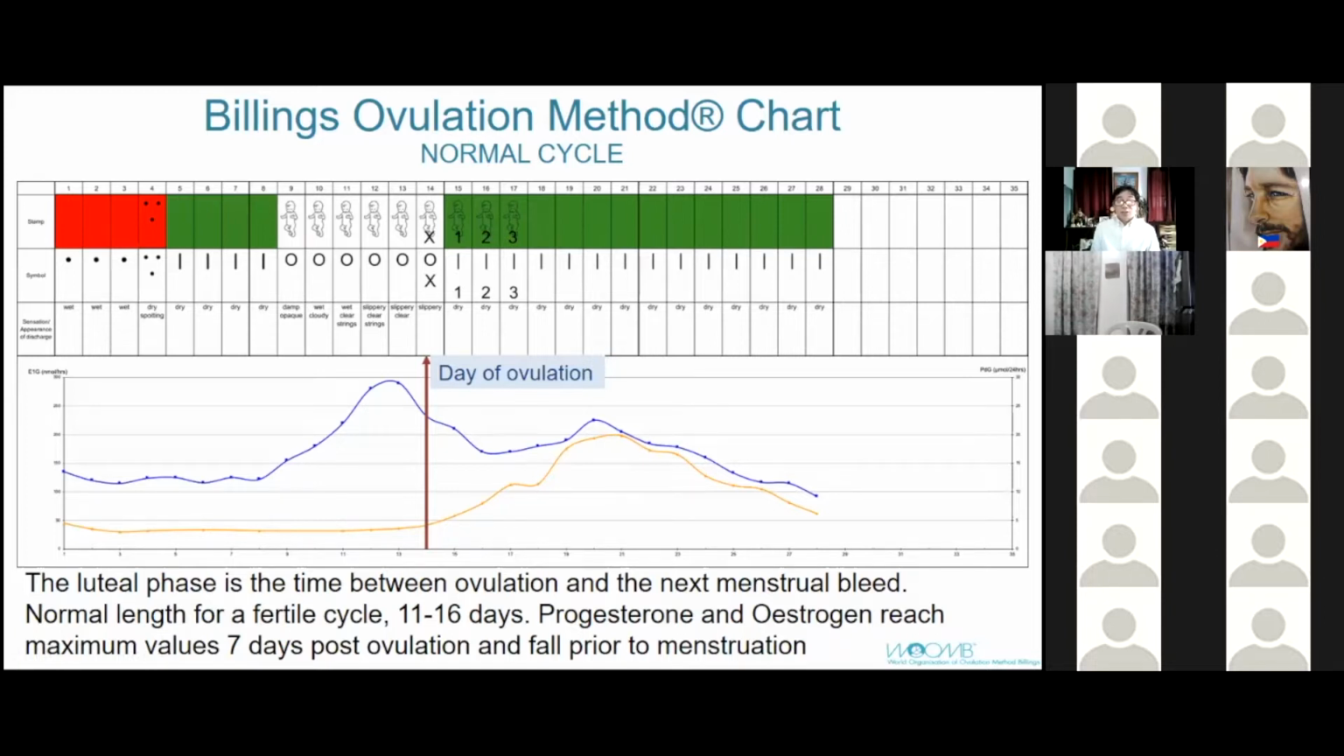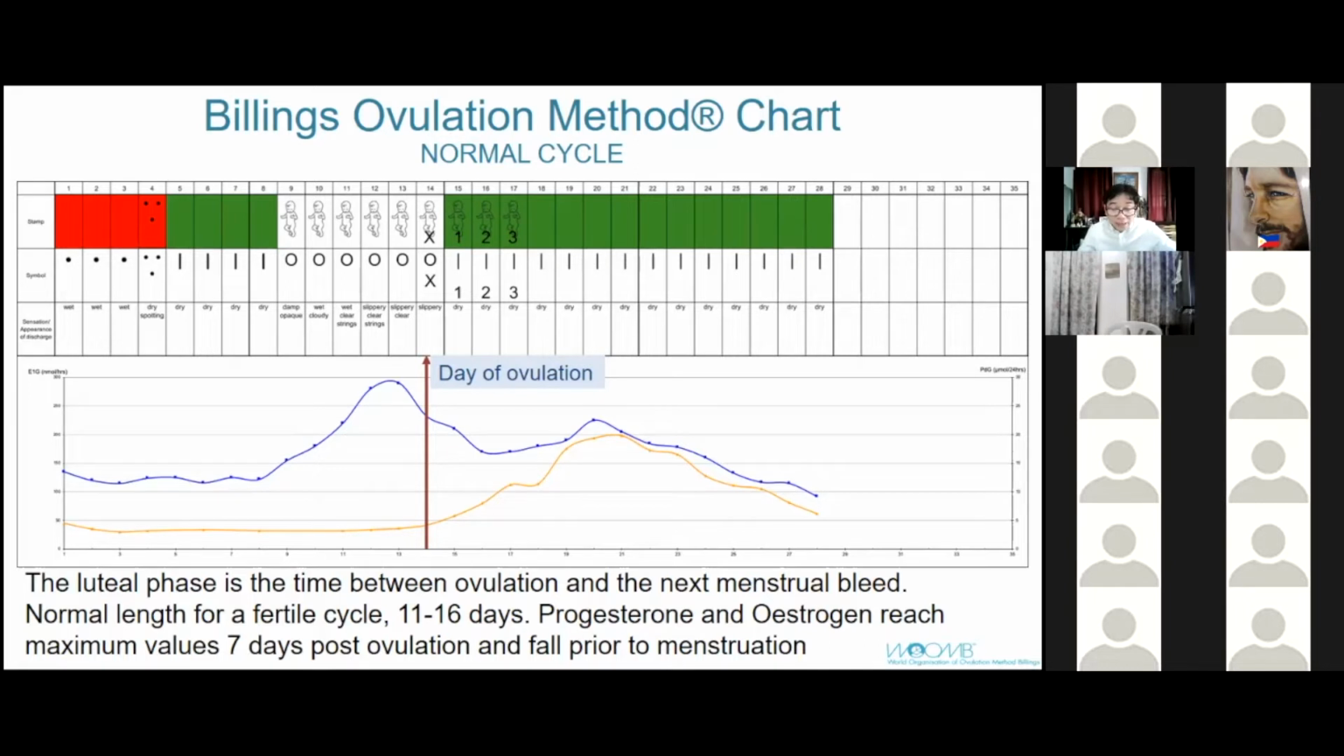Progesterone rises on the day of ovulation, okay? And estrogen will suddenly drop during the day of ovulation and will begin to rise again, maybe on the 3rd day or on the 4th day of the luteal phase. And both progesterone and estrogen will be elevated in the luteal phase. Progesterone and estrogen reach maximum values 7 days post-ovulation and fall prior to menstruation.